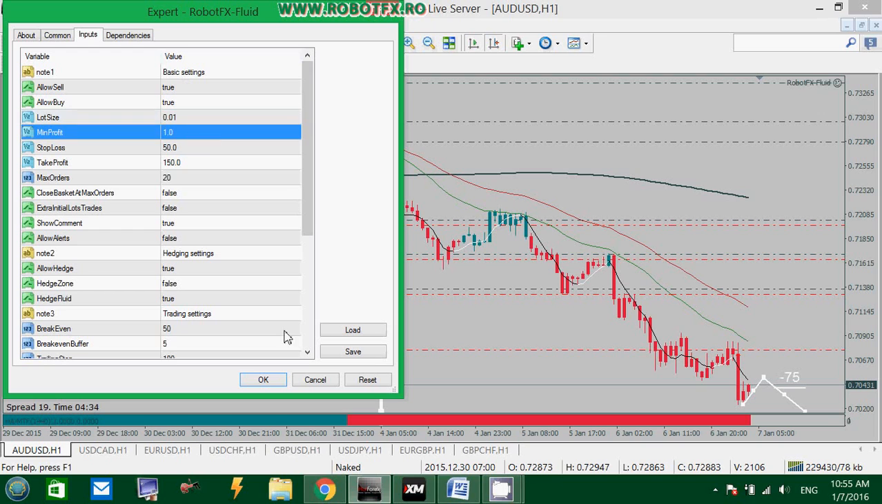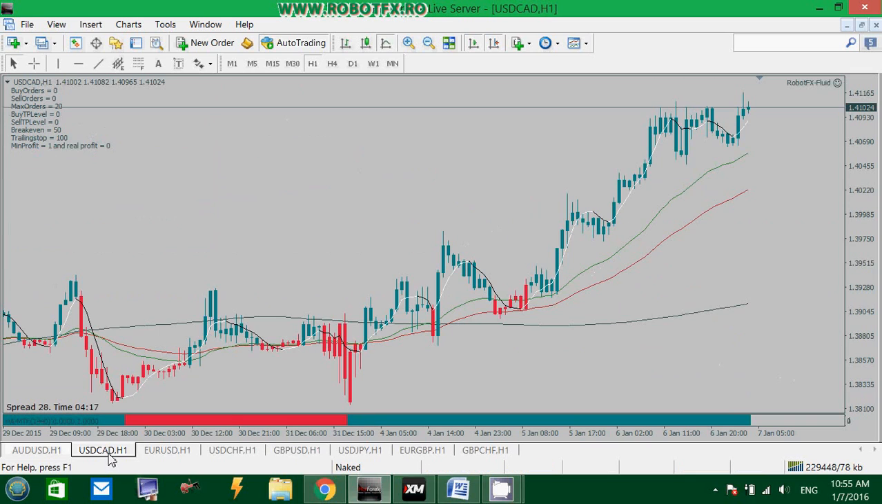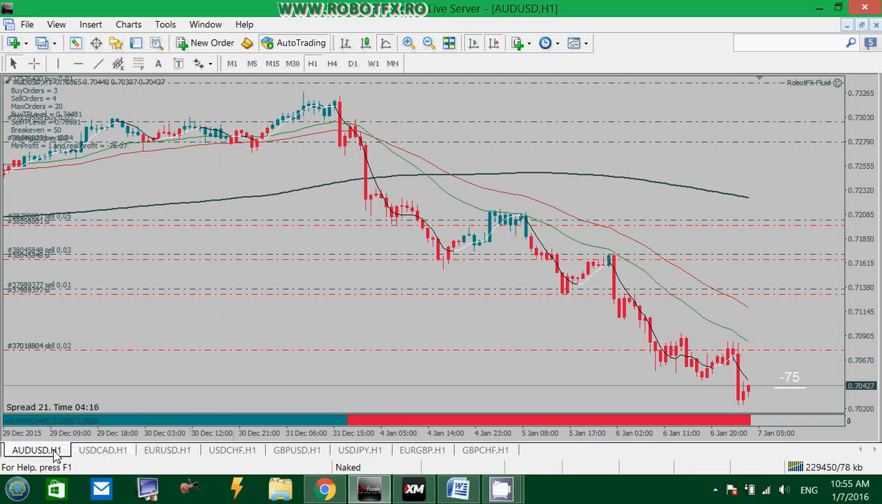As I said, this is my testing account terminal, and here I'm testing this Fluid expert advisor, and so far I'm impressed and very happy with it. It looks like it can do anything a trader needs to do.